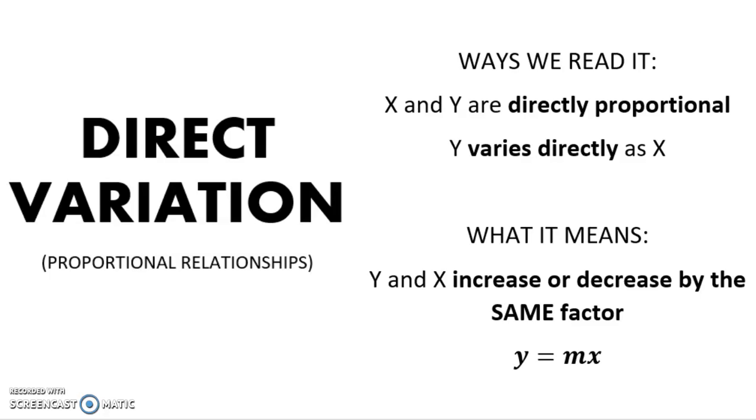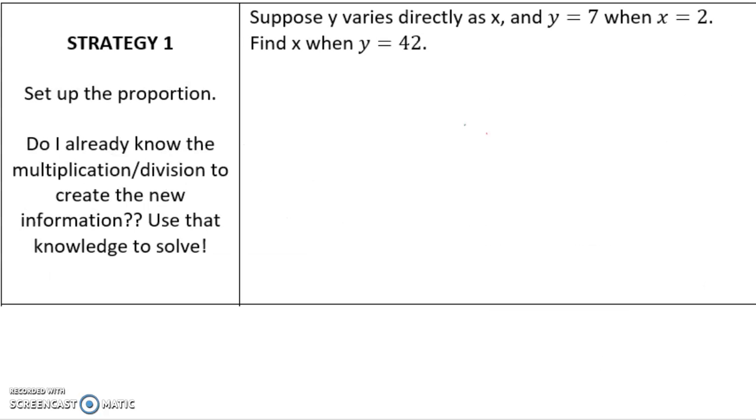And I'm going to show you 3 different strategies to approach this. They aren't the only strategies, but they give you a few different options in case you don't know what to do. The first strategy is to look for whether you already know the multiplication or division to create the new information. This is kind of the simplest, most straightforward. It's like, woohoo, thank you for giving this to me. All right, so this is what it looks like.